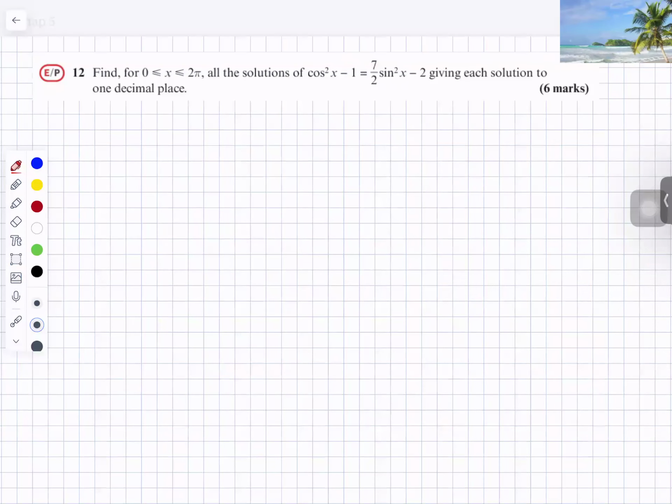So if you read the question: find, for 0 ≤ x ≤ 2π, all the solutions of cos²x − 1 = 7/2 sin²x − 2, giving each solution to one decimal place. Perfect. Thank you for that.